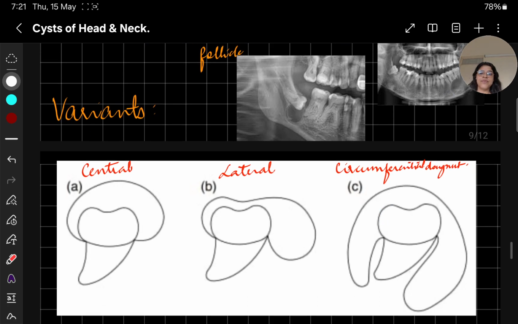Now there are variants. There could be central. Central is this way. There could be lateral. Lateral is to the side of the crown. So it's easy. Central is the most common, then lateral, and then you have the circumferential, which is surrounding the whole crown. But you have to remember, it will attach only at the neck of the crown.